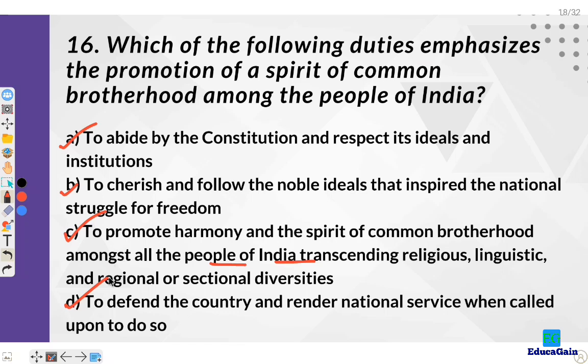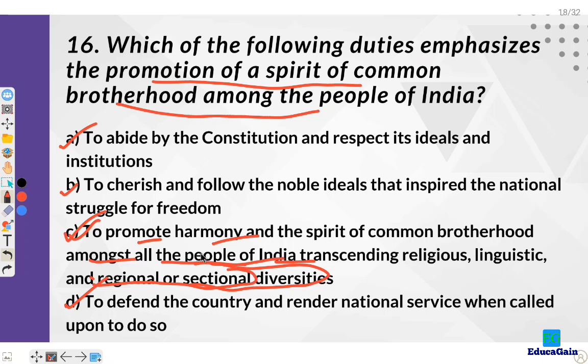The correct answer is C. To promote harmony and the spirit of common brotherhood amongst all the people of India, transcending religious, linguistic, and regional and sectional diversities. Okay. The question was which of the following duties emphasizes the promotion of the spirit of common brotherhood among the people of India, transcending religious, linguistic, and regional sectional diversity. The correct answer is C.